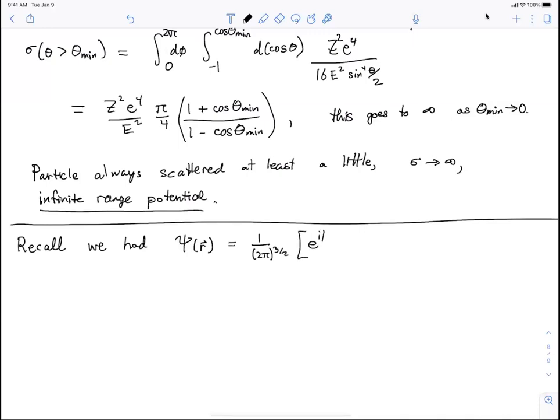So there was an incoming beam, e to the ikz, and then there's an outgoing spherical wave, which had this form. And I haven't told you what that function f sub k of theta phi is, but it depends on the angles and it depends on k, which is telling you the energy of the particle. So from that, the probability per unit volume, recall, that's just the square of the wave function.